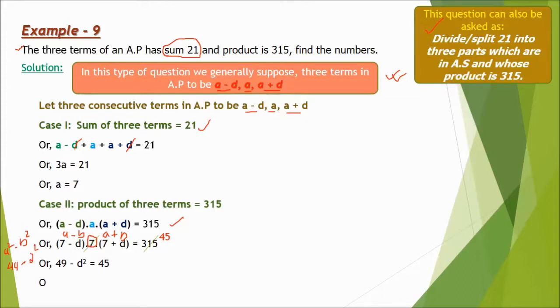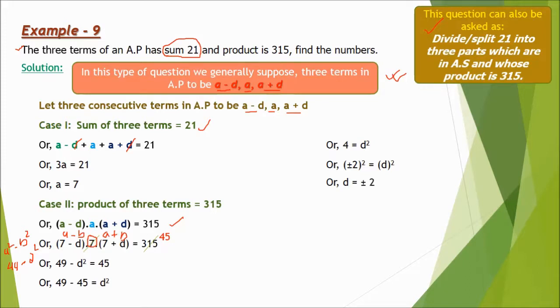Now number on the same side, 49 minus 45 is equal to d square, or 4 equals d square. 4 can be written as plus minus 2 square, isn't it? Square of plus 2 is also 4, and square of minus 2 is also 4. So we have to write both plus and minus. So the value of d will be plus minus 2.